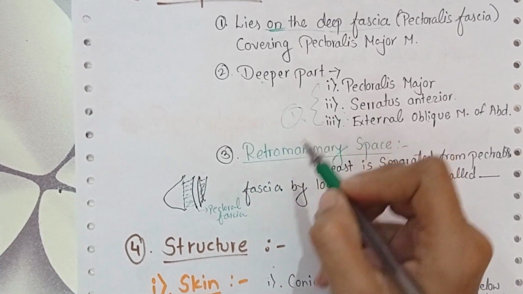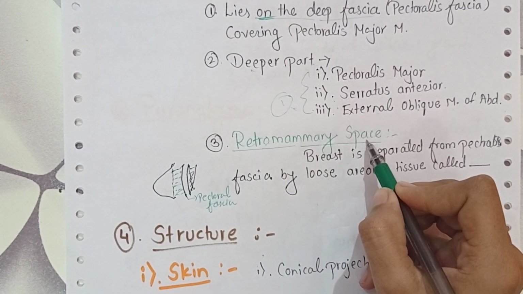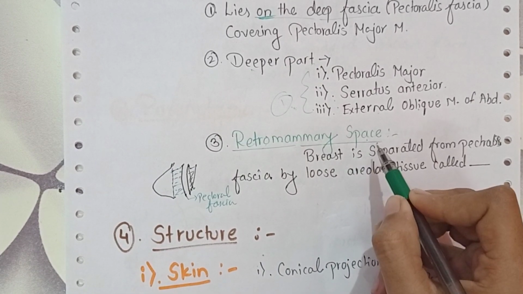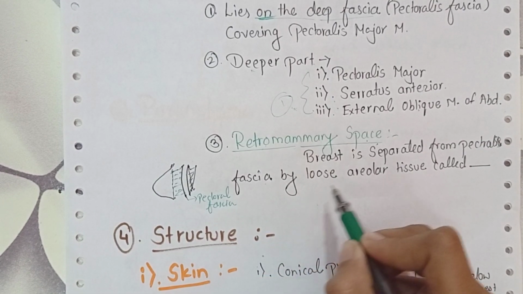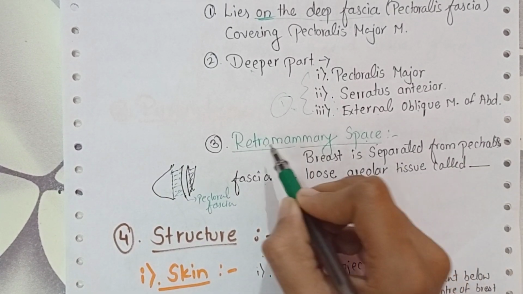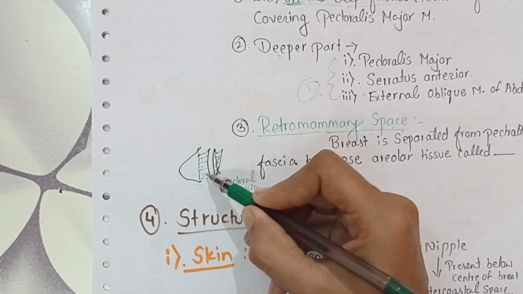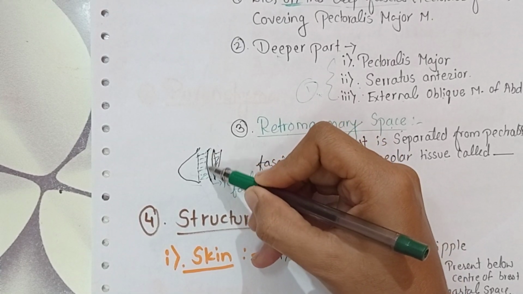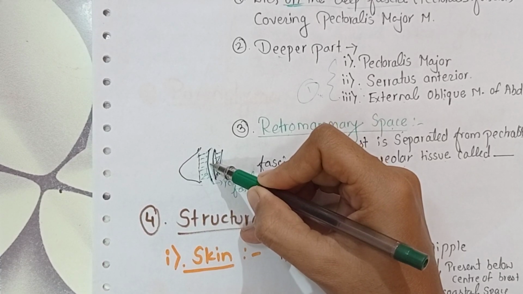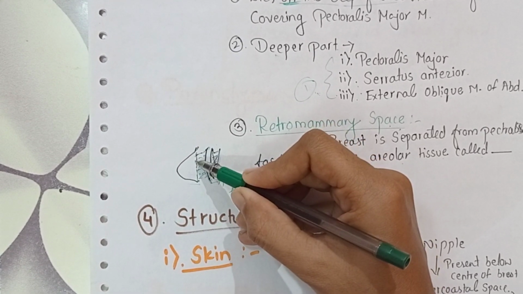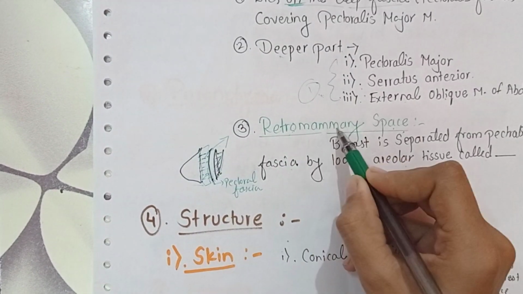Now, one more point that we have to remember in the deep relation is the retromammary space. What is the retromammary space? The breast is separated from the pectoral fascia by loose areolar tissue, which is called the retromammary space. Here the breast is there, and next to that will be the pectoral fascia covering the pectoral muscle, and the space between these is known as the retromammary space.